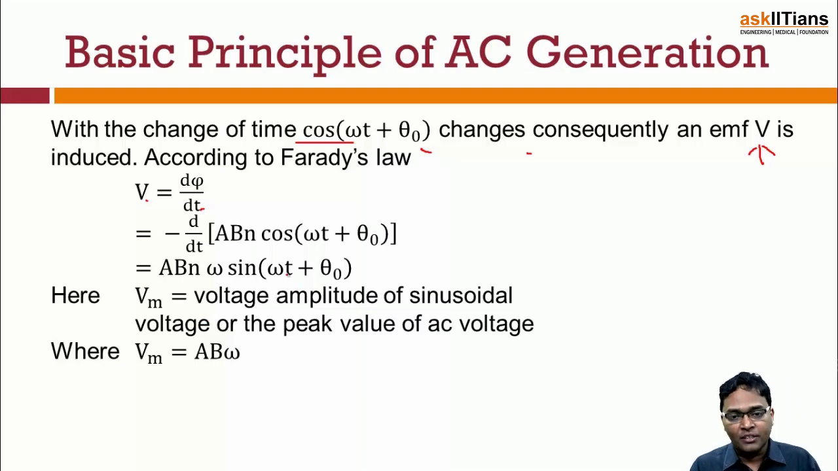The EMF opposes its own production, right? So the EMF that is produced is given by d by dt of AB n cos(omega t plus theta naught). This represents the value of the potential difference that is produced. Here the amplitude is given by this particular factor. So Vm is nothing but AB omega, because voltage is not a directional quantity, so we will not take into account the normal unit vector, right?